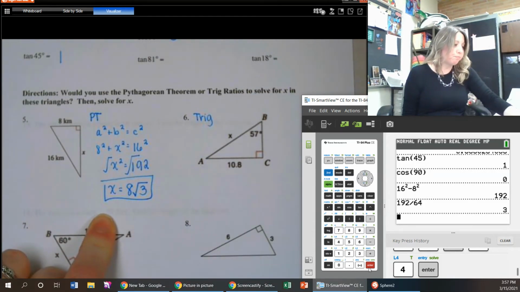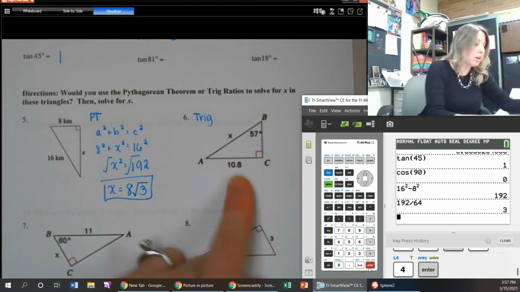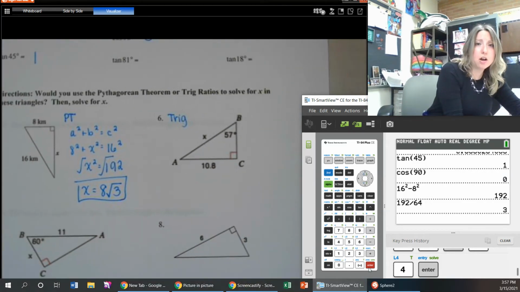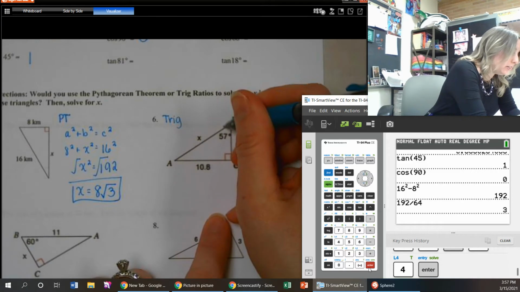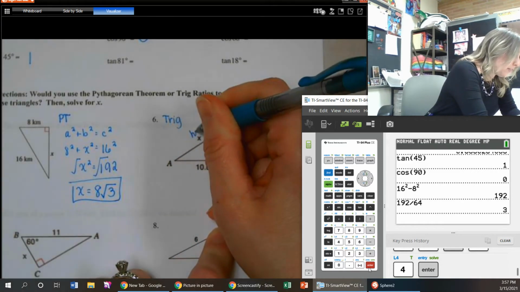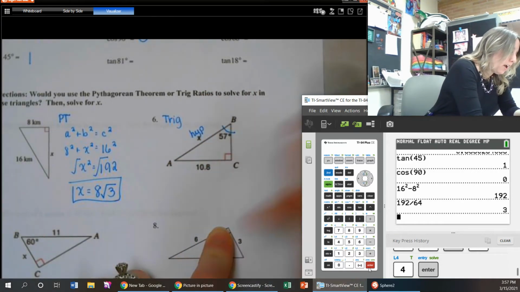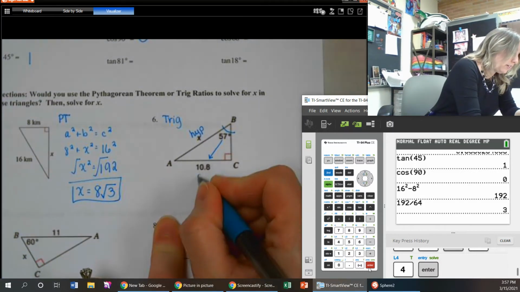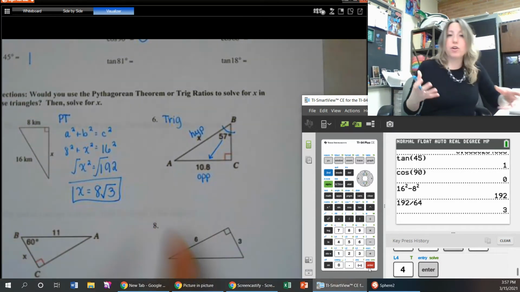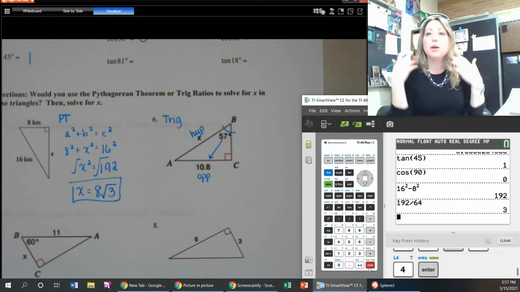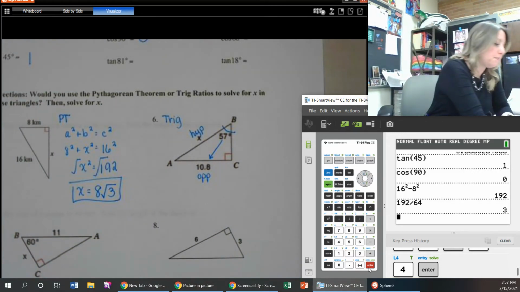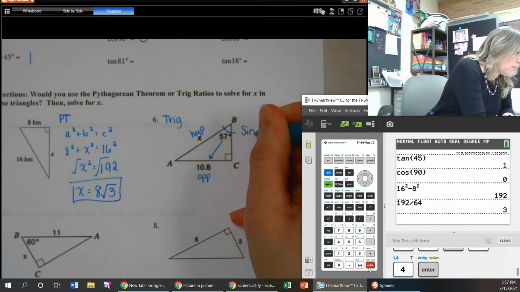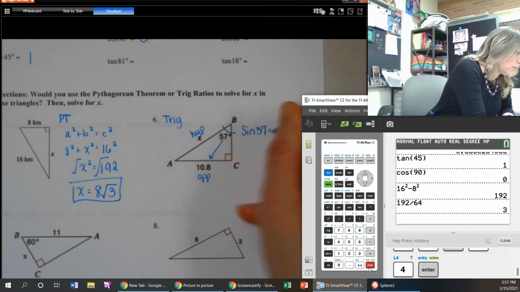Okay. Over here, so we're solving for trig. We know this angle. We know x is at the hypotenuse position. And that means that we need to know what this side is compared to our angle. It's the opposite side. So which of our trig functions uses opposite and hypotenuse? That would be sine. So you're looking at the sine of 57 equals 10.8 divided by x.